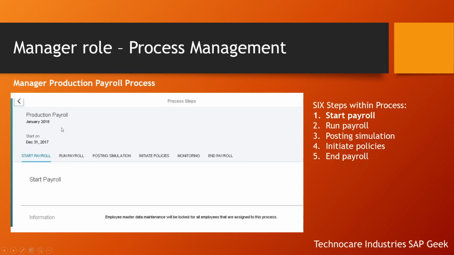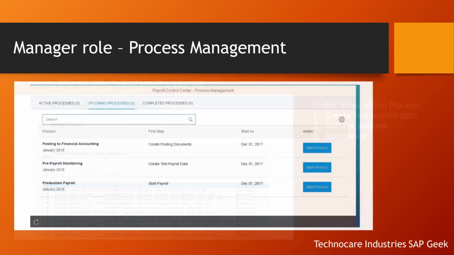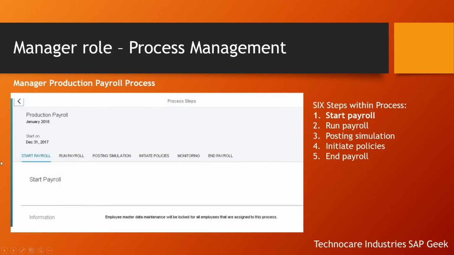Okay, now let us see what is start payroll. Let me come back to the main screen for process management. So here in process management, when the manager starts the process for any production payroll process, it will go to active processes and it will show you these 6 steps. The manager will come here and there will be a button, start, at the bottom. He will click on that start so that this step will finish. What this step does is it will just release the control record for payroll. Once that is done, this step will be completed. Then the next step will be running payroll.